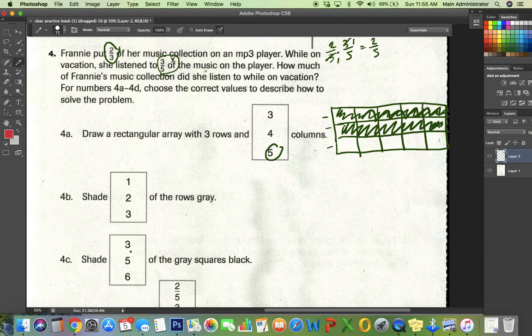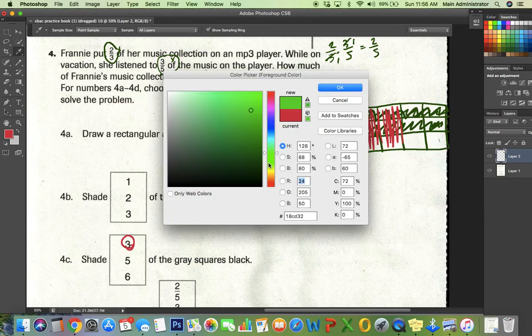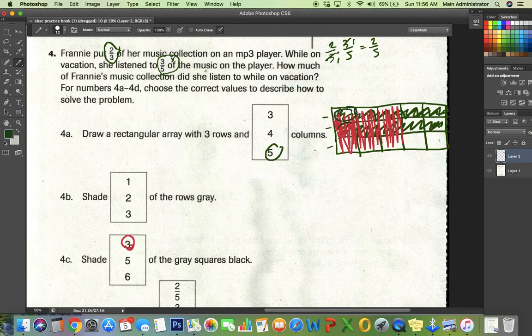Check. The next one is how many do I shade gray? She listened to 3/5. So of the 5, there's 1, 2, 3, 4, 5 columns. I'm going to shade 3 of them all the way black. So 1, 2, 3. Okay. Now I'm going to go back and figure out which ones are double shaded. Let's see. This one is 1, 2, 3, 4, 5, 6 of them are double shaded.